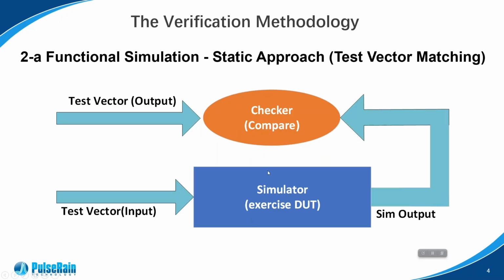Now let's talk about functional simulation, as it will be our main topic today. As for functional simulation, there are also two approaches. One is called static approach. The other is called dynamic approach. For the static approach, we will prepare the expected input and output beforehand and make them as test vectors. When the simulation is being executed, its output is matched against the test vectors, as illustrated in this diagram.